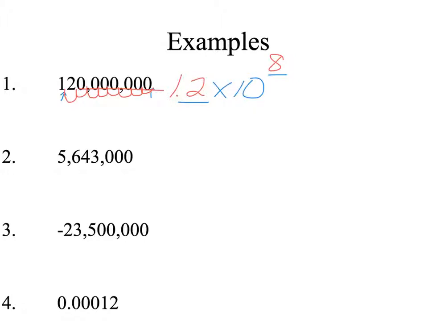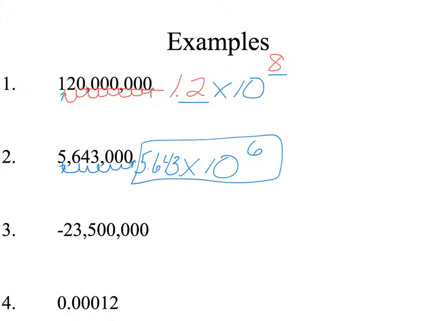Number 2, my decimal point's at the end. I'm moving it between the 5 and the 6. Times 10 is always standard, and now I'm going to count. 1, 2, 3, 4, 5, 6. So my exponent is 6. 5.643 goes out in front. I have to write the whole way till I hit the long row of zeros.